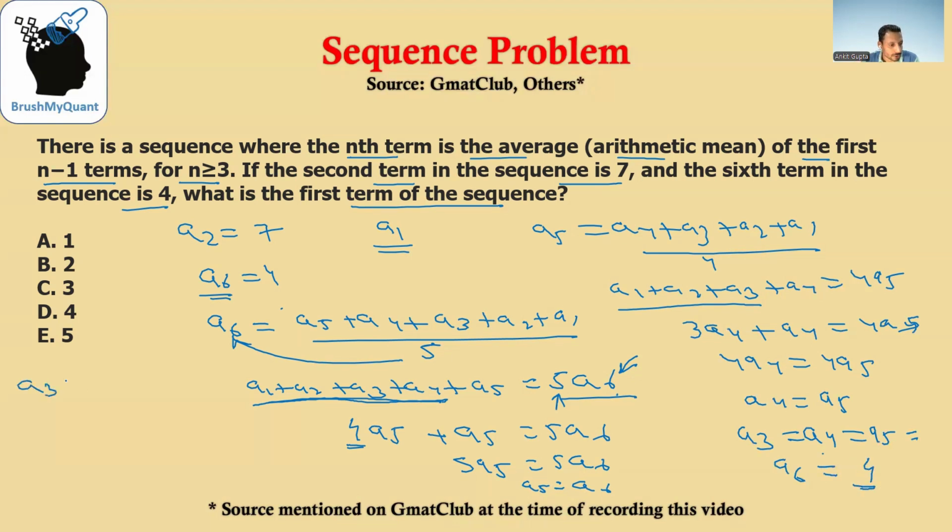And A3 is equal to A2 plus A1 divided by 2. So that means 4 is equal to 7 plus A1 divided by 2, or A1 is equal to 4 into 2 minus 7, or 8 minus 7, which is equal to 1. So the answer will be option number A.